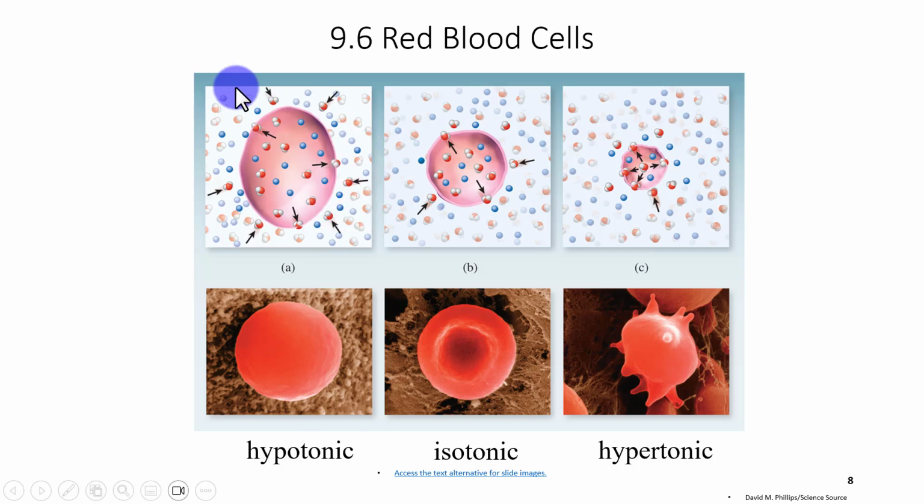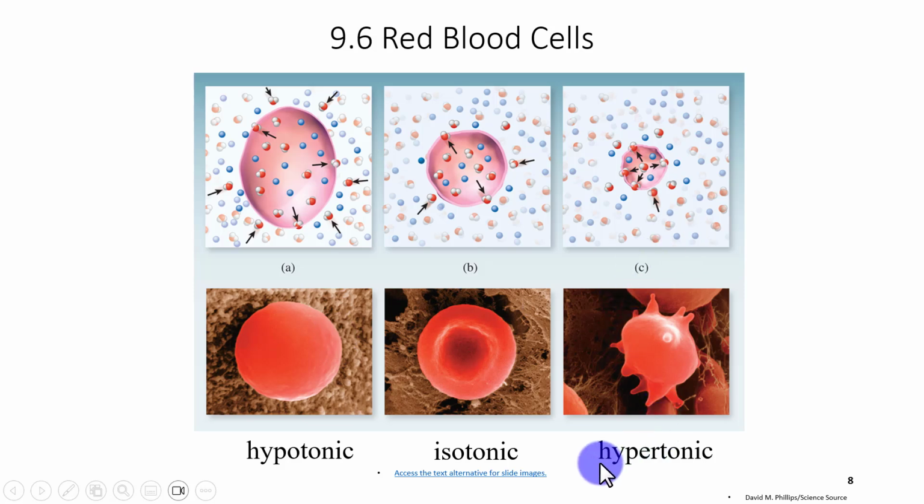Well, what happens when you have a solution that is lower in concentration than the inside of the cell is that water is going to flow in from outside to inside, and then the red blood cell enlarges, and it can even blow up because it gets filled with too much water inside.